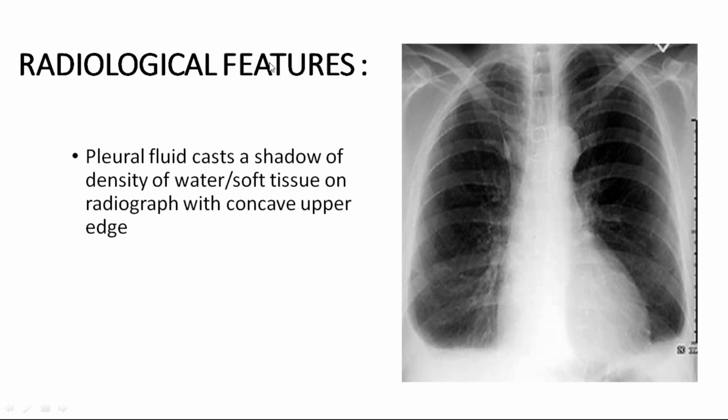The radiological features of pleural effusion. The pleural fluid will cast a shadow of density of water or soft tissue on the radiograph with a concave upper edge. This is the frontal radiograph showing bilateral pleural effusion, where the costophrenic angles are obliterated, and we can see pleural fluid with the concave upper edge. This concave upper edge is due to capillary action, and this is also called Ellis S-shaped curve.